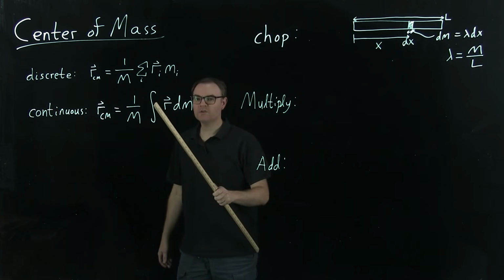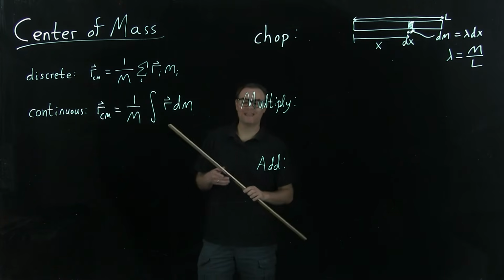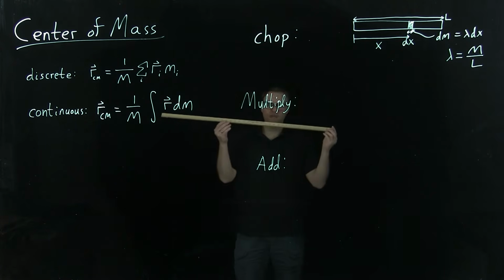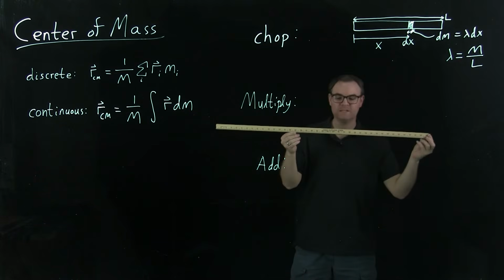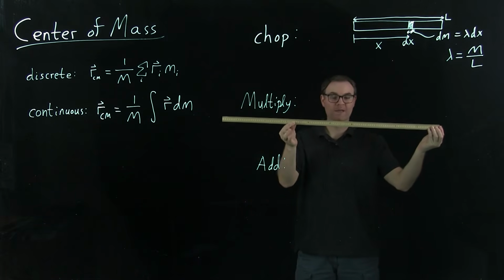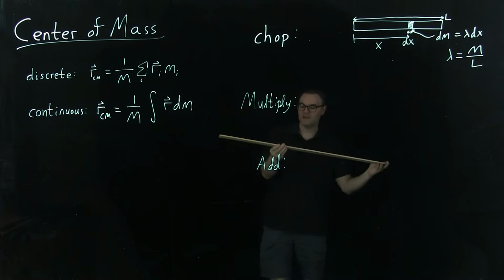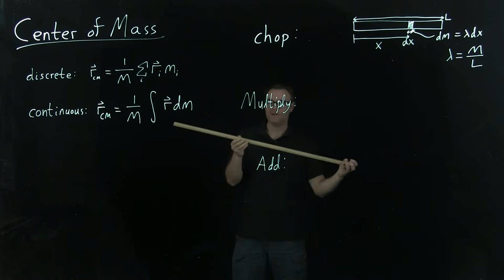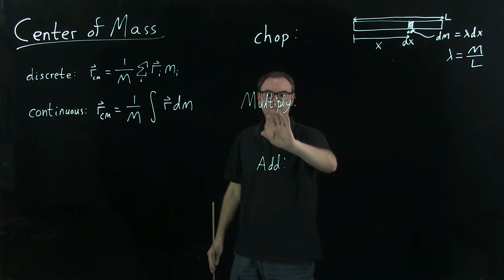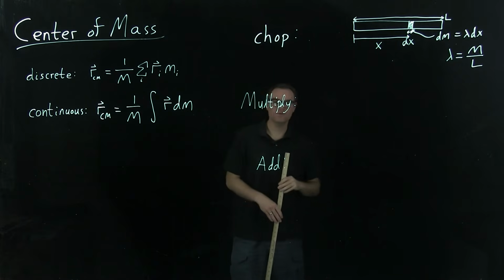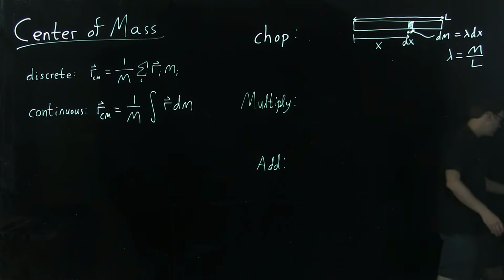All right, now we're going to try to figure out the center of mass for a continuous distribution of mass. The example I am going to use is this meter stick that you have already been thinking about in terms of finding the total mass for. And I'm going to use the chop, multiply, and add strategy that we use for constructing integrals in this course.